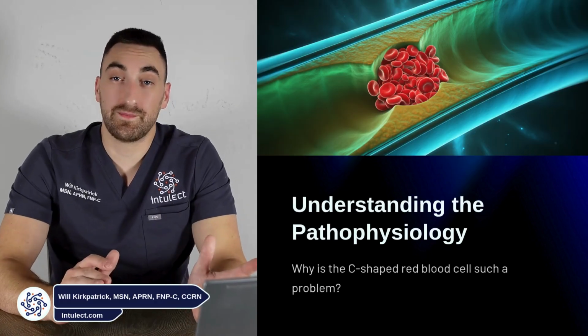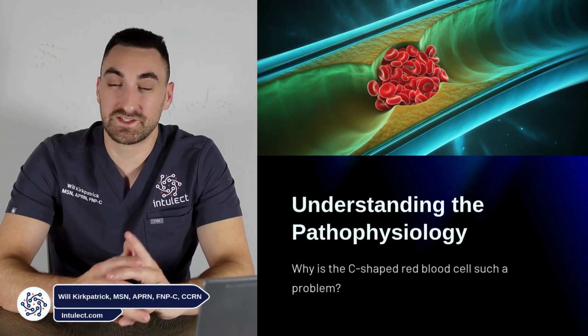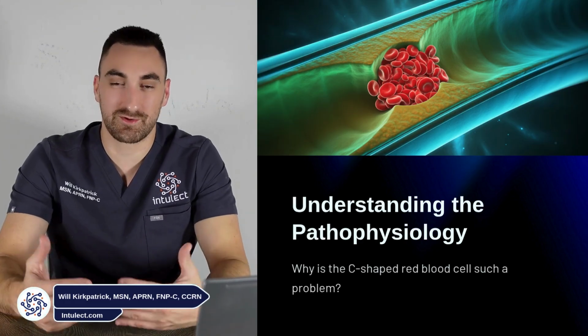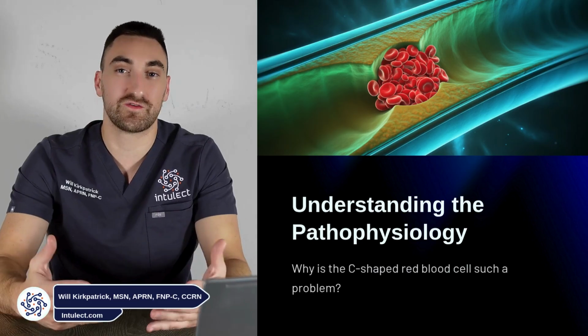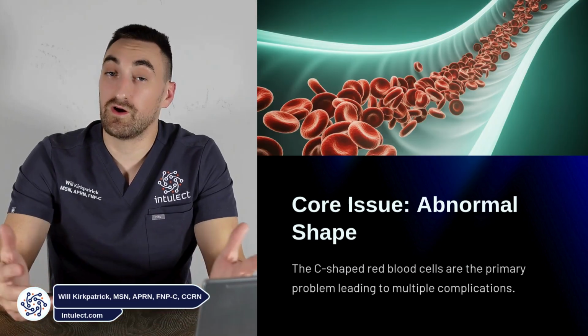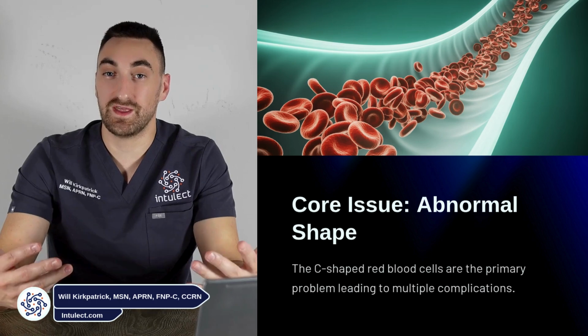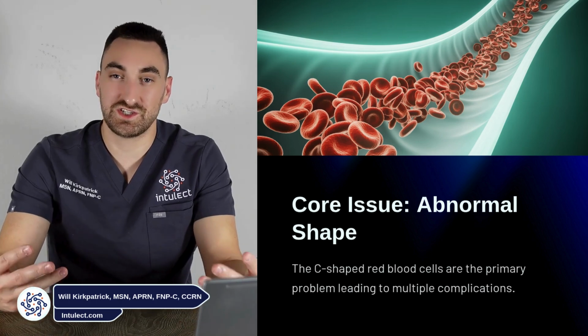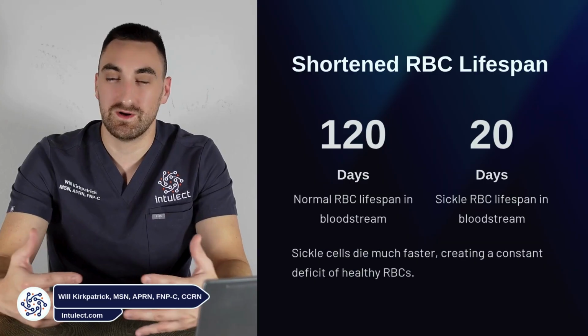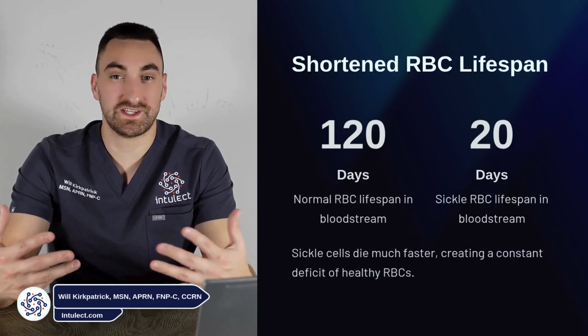Before we get into the complications, risk factors, and signs and symptoms, it's best to understand what actually is the problem with sickle cell anemia. So let's go over the pathophysiology. Well, it all comes down to the actual shape of that red blood cell. So why is a C-shaped red blood cell such a problem? Well, for one, that red blood cell does not last very long.